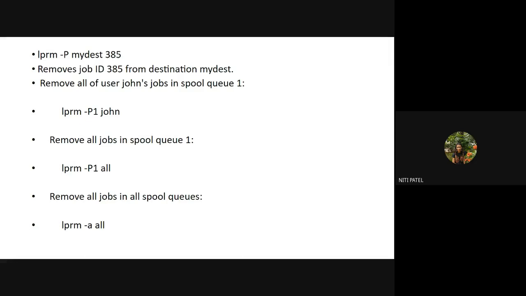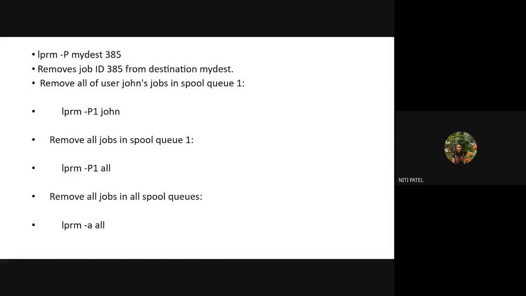So when I say LPRM -P MyDest 385. So what is this MyDest? It is nothing but the name of a printer. And what is this 385? It is nothing but the ID, or the file name, which is given to the system for printing. So when I say this LPRM -P MyDest 385, it will remove the file 385 which is submitted to the printer named MyDest.